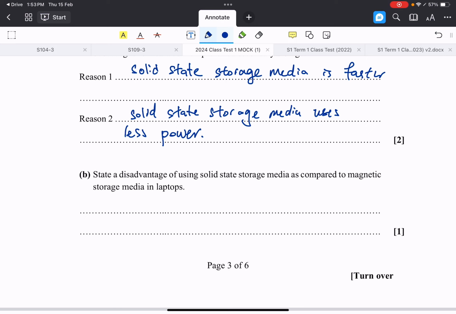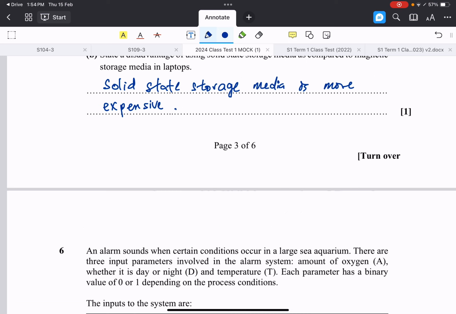How about the disadvantage? Well, the disadvantage is that solid-state storage media is more expensive. It's more costly to manufacture, right? That is true as of now. We are not too sure what will happen in the future, but right now they are definitely more expensive than the magnetic storage. Okay, moving on.